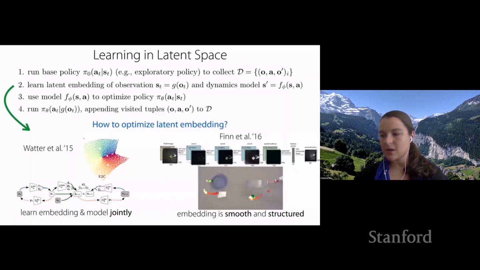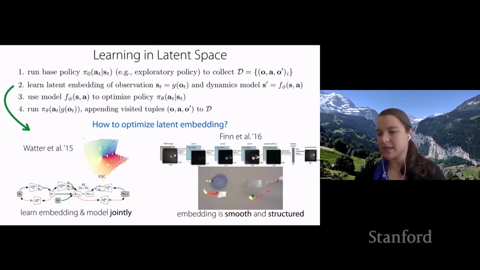And then another way to optimize for a latent embedding space is to try to incorporate a little bit more structure into the process. In this work, they were trying to optimize for a latent embedding space where the latent space corresponded to points in 2D. As a result of imposing this structure on the latent space, it led to features that tracked the objects through time.